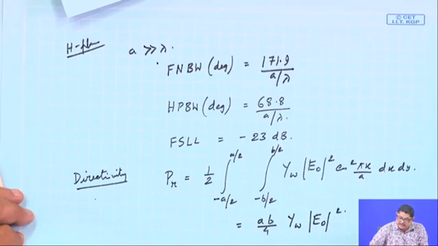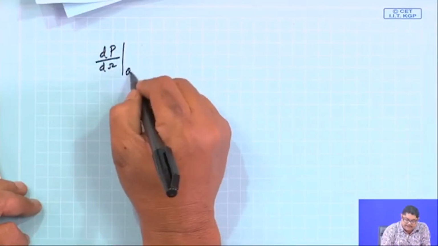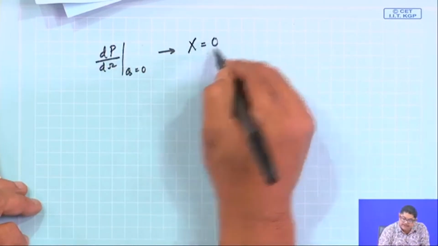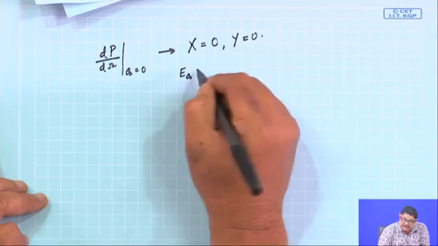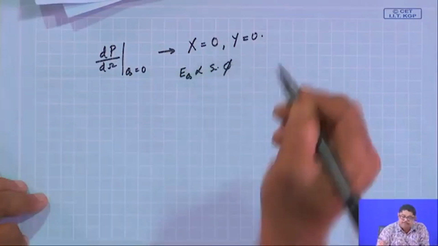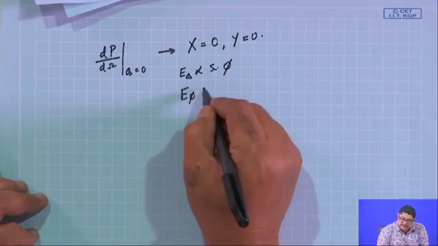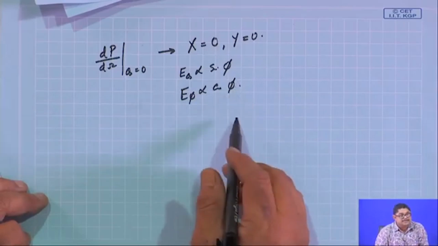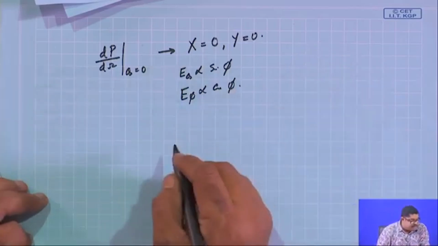Again this is PR, then dP d omega at theta equal to 0. There again your x is equal to 0, y is capital Y 0, and E theta is proportional to sin phi, and E phi is proportional to cos phi in this case. So again E theta square, if I square, there will be no phi variation.